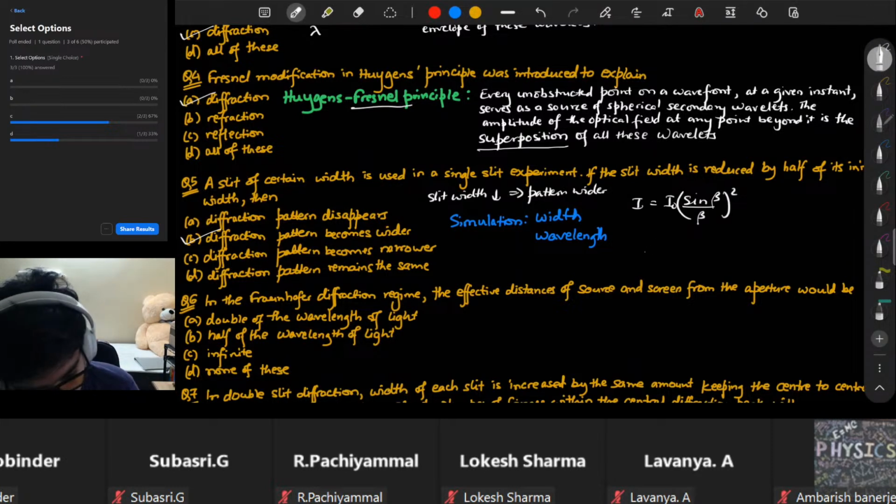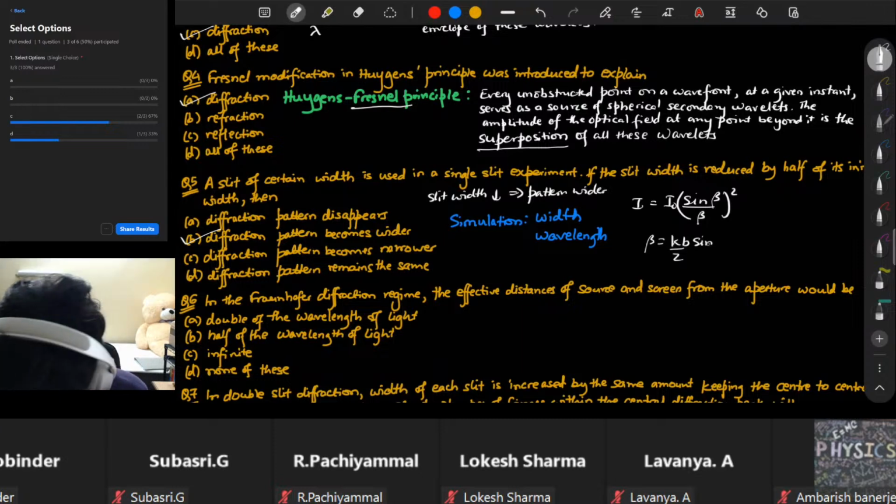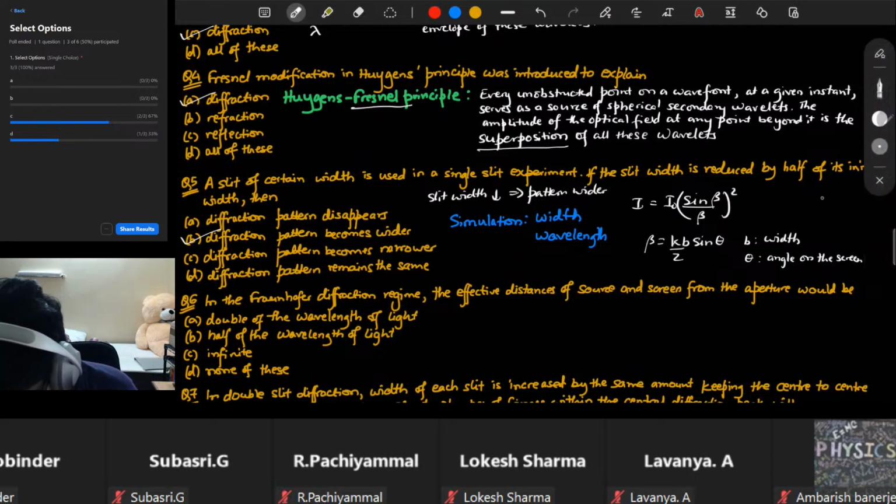Where beta is the following. B is the width and theta is the angle on the screen, meaning this is the angle of the point.